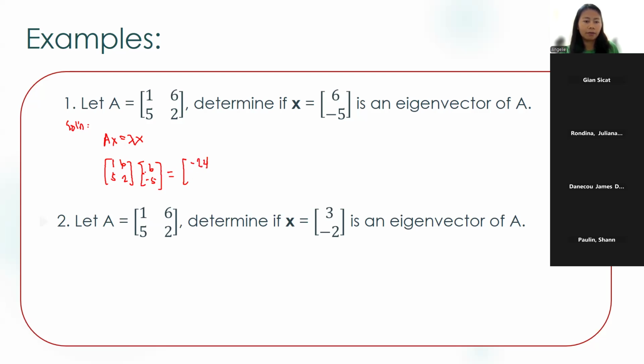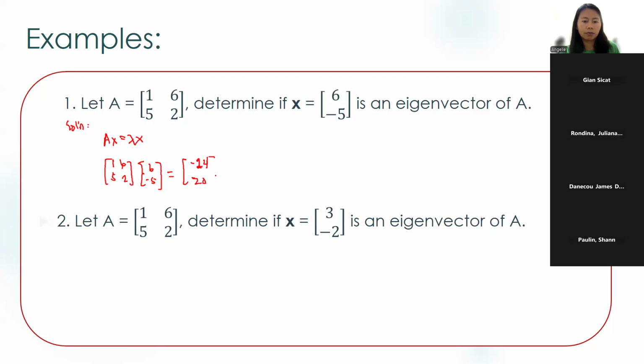Okay. So we have 5 times 6 is 30 plus 2 times 5 is 10. Then 30 minus 10, so this is 20. Now, what we're going to do is express this into this form.